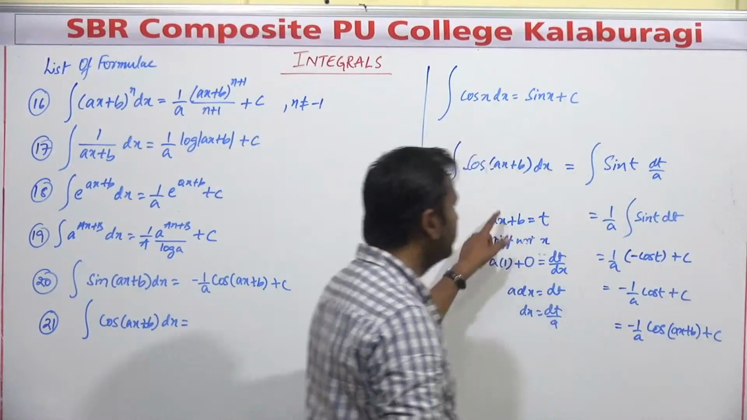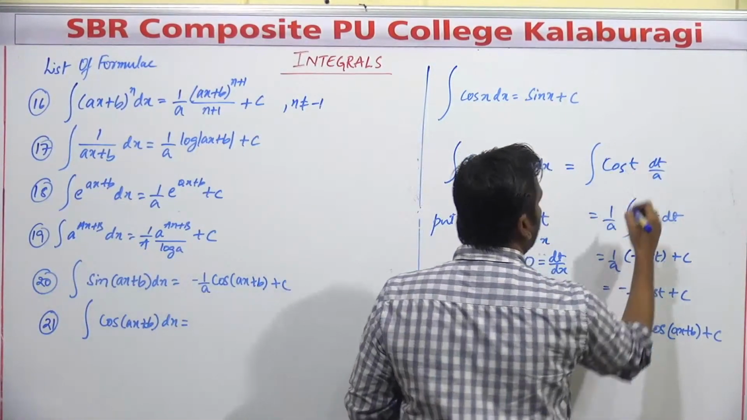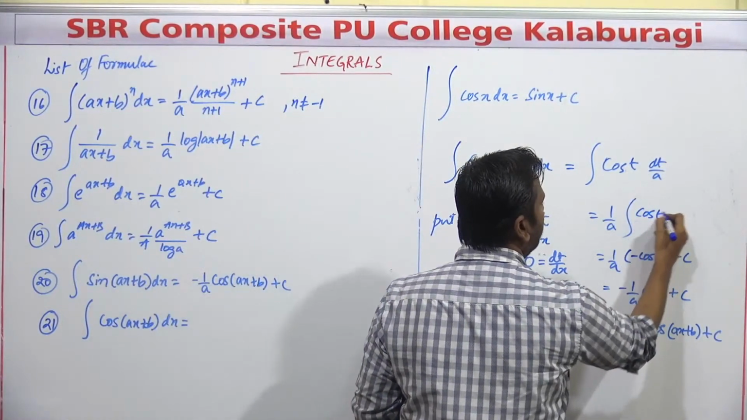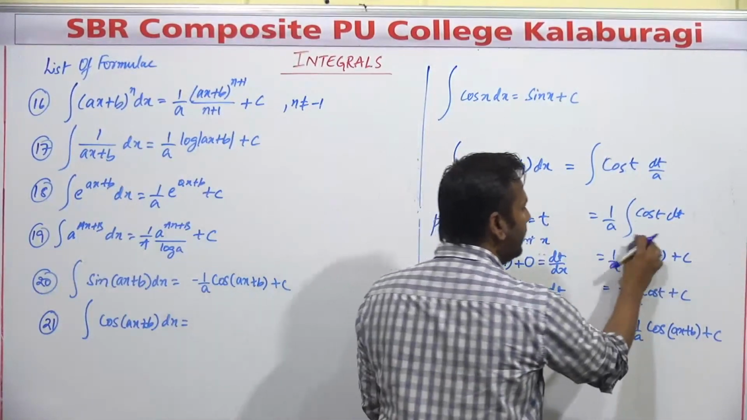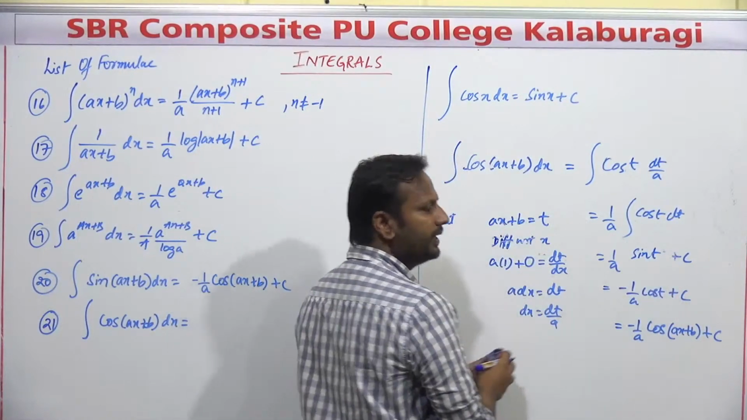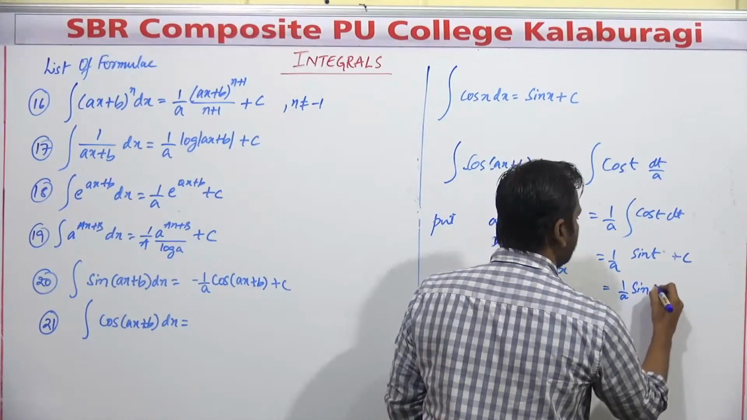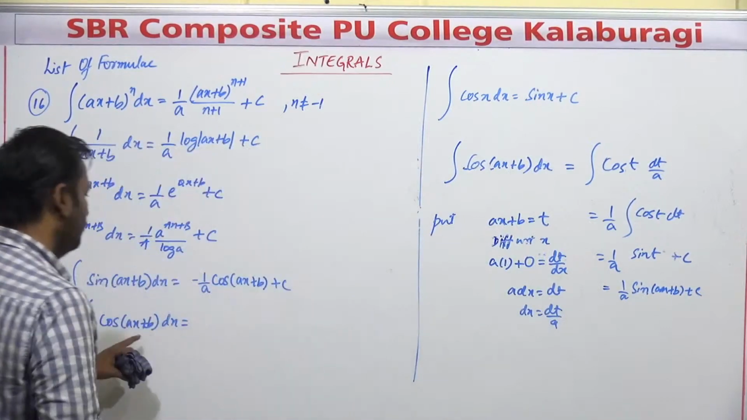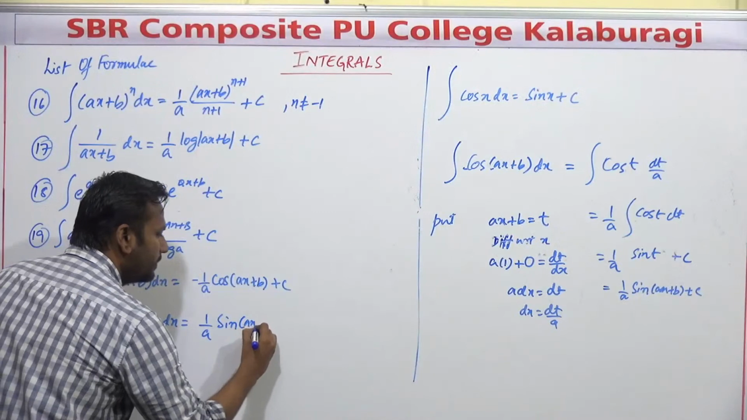do the same substitution. If you do the same substitution, cos x will be in the form of cos t then. Right? 1 by a constant, if you take cos t, what is it now? Cos t integration is sin t. Again t we have to replace as ax plus b. So what do we get again? 1 by a sin ax plus b.